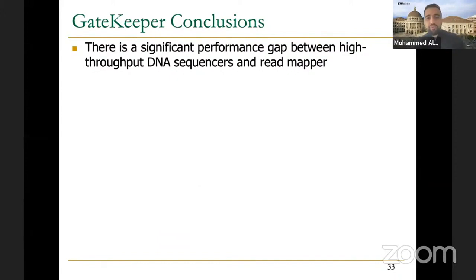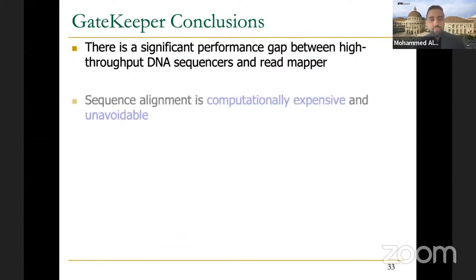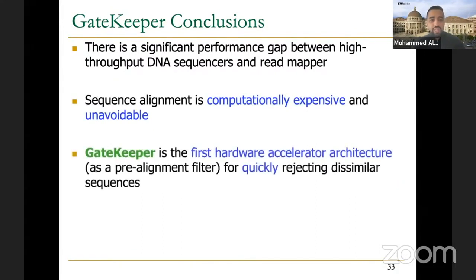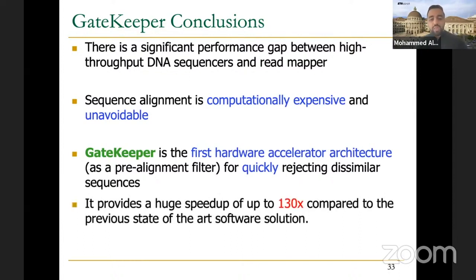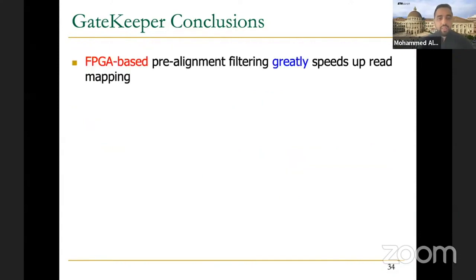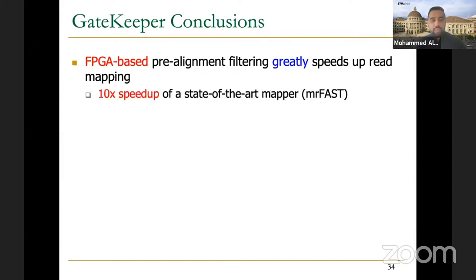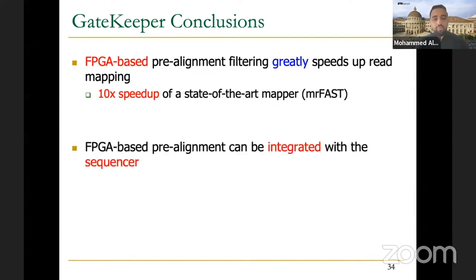So there is a significant performance gap between high throughput DNA sequencers and read mappers. And sequence alignment is computationally expensive and we cannot avoid it, as we all agree. So GateKeeper was the first hardware accelerator at that time for quickly rejecting dissimilar sequences. And it provides a huge speed up of up to 130x compared to software solutions. The FPGA-based pre-alignment filtering greatly speeds up read mapping, providing about 10x of speed up compared to mrFAST. It was state of the art at that time. Now we have Minimap2, for example, but we don't know how much speed up compared to that.